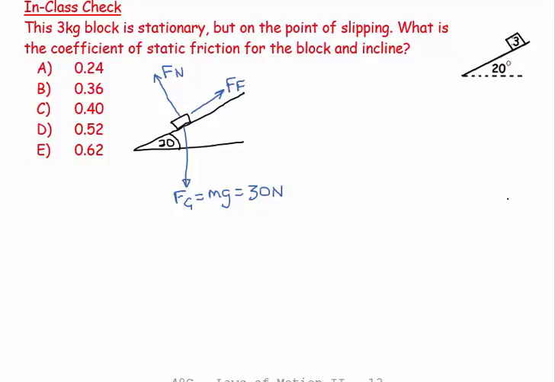Let's try to get to the answer. The question says, what is the coefficient of friction? So Ff for a static system is less than or equal to mu s times Fn. But because we're on the point of slipping, it means that we have the biggest frictional force we can deal with, and so in this case we can say it's equal to. So that means the coefficient of static friction in this case is equal to Ff over Fn.